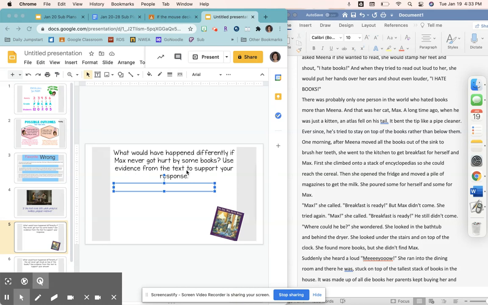I see this statement about evidence from the text. That tells me it's going to be a yes, ma'am response where I restate, back it up, explain, wrap it up. So I'm going to go to the text to the part where Max got hurt. I'm going to find that paragraph in the text here.